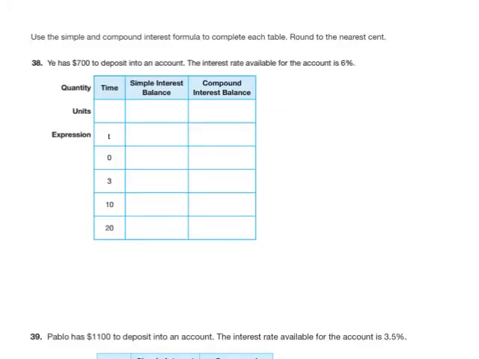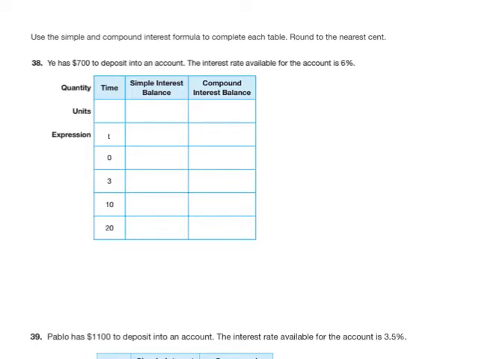All right, lastly, you're going to make another table. And this time, Yi has $700 in the deposit account, and the interest rate available for the account is 6%. Okay? So you're going to compare the same interest rate with the same amount of money for both simple and compound. Okay, just to get you guys started a little bit.